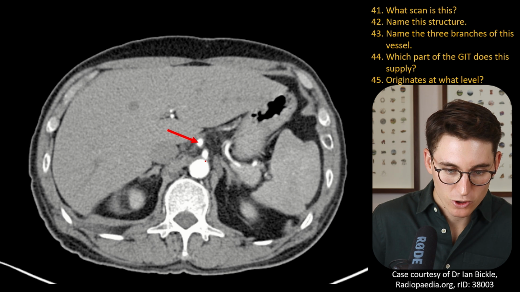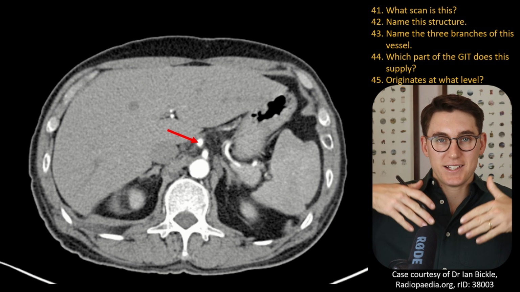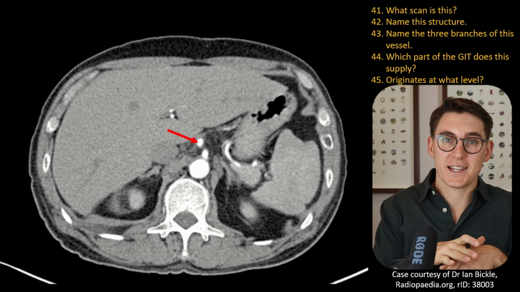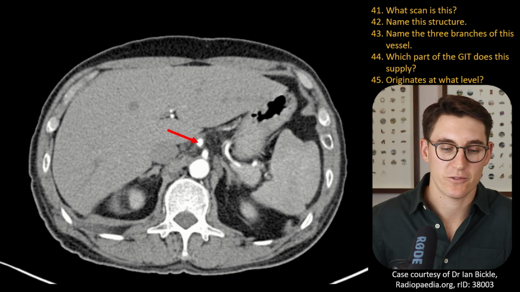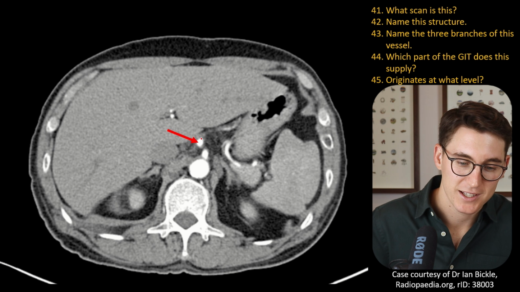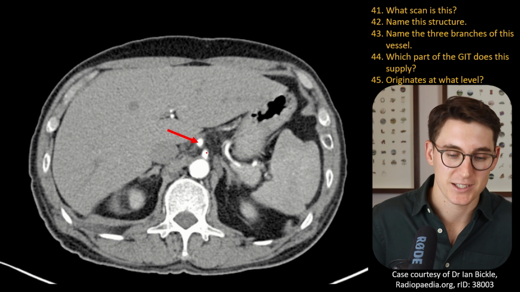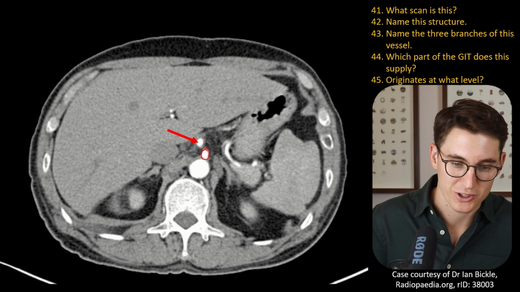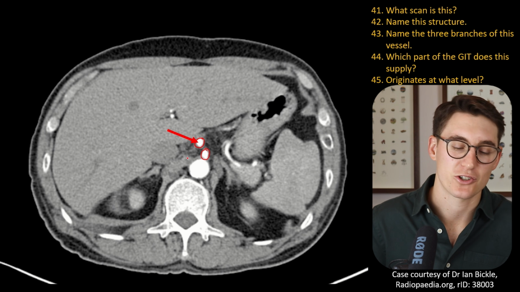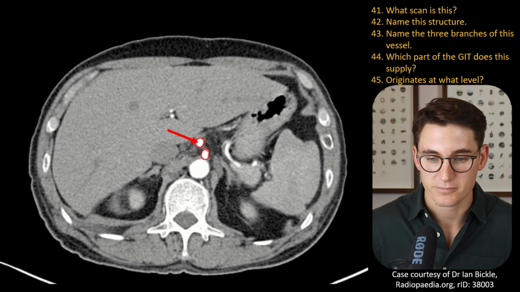You can see that the vessel closest to it came off later than the vessel further away. As we're heading down, our vessels come off. The one that came off earlier will be further away from the abdominal aorta. This is a common mistake that people make. Some people call this the superior mesenteric artery, thinking that it's lower down than this. This is in fact the superior mesenteric artery. This is our celiac artery or our celiac trunk, the first branch of the abdominal aorta.